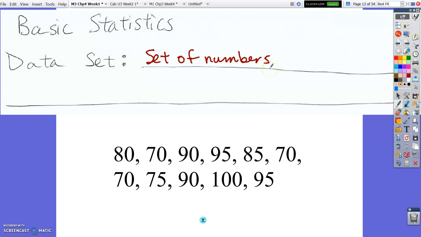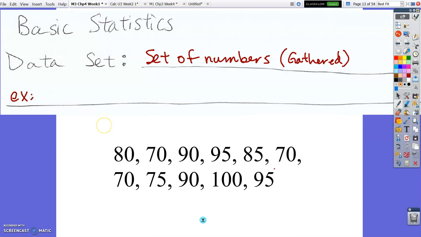And usually it represents the data from an experiment or from an observation or from a survey. So it's a set of numbers that we gathered. So this data set represents some quiz scores from a student throughout the course of a week. So now here we're going to do an example.